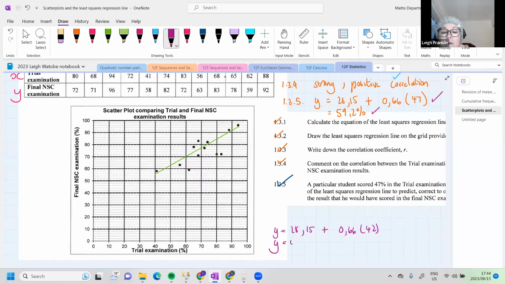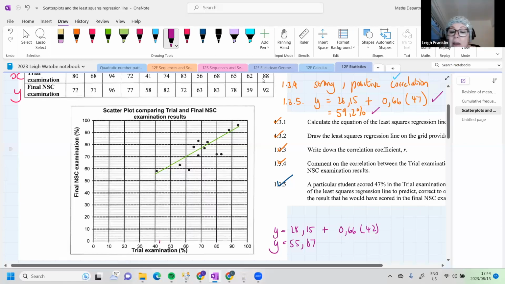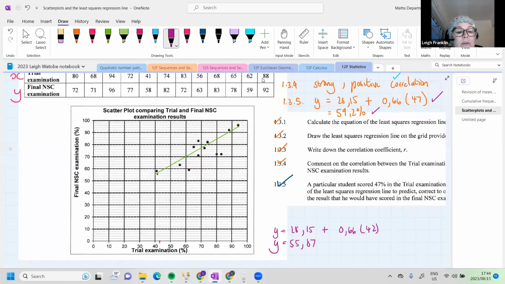$55.87 is what I'm getting. Are you guys also getting 55.87? That's it. Okay, so 42 would be there. 55.87, you see it's very close. It's practically there, and that's because your correlation coefficient is so much stronger.